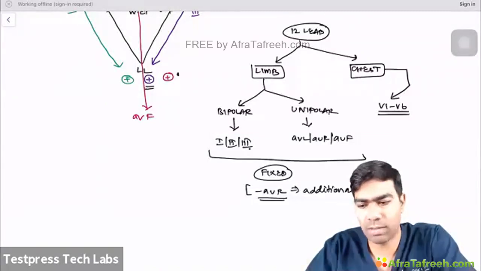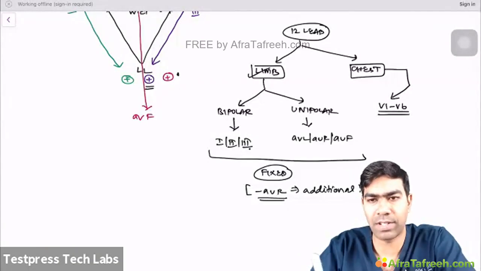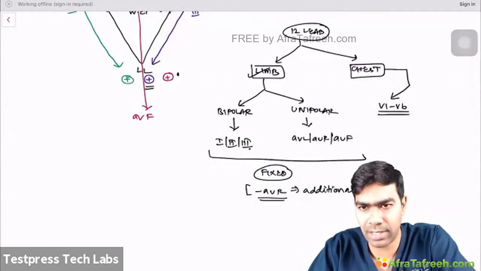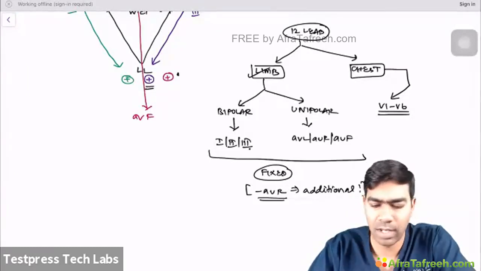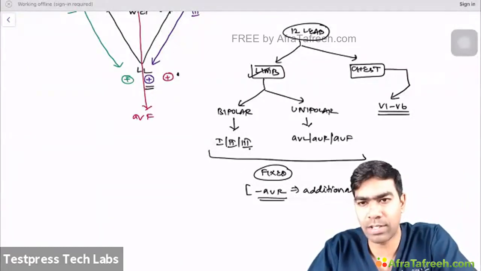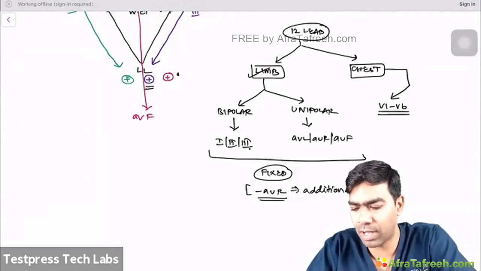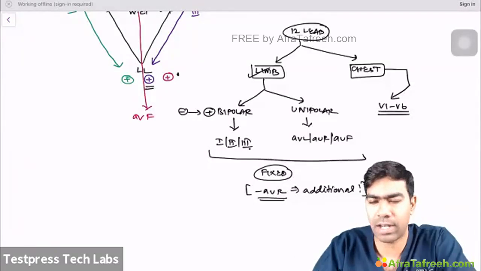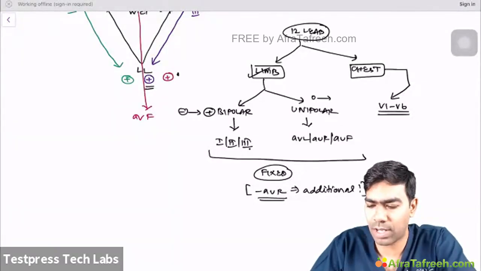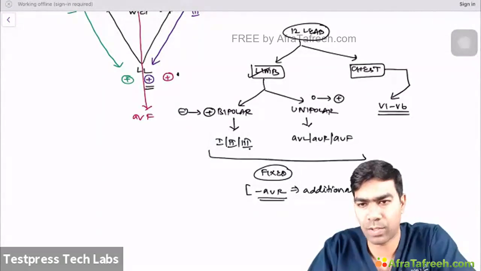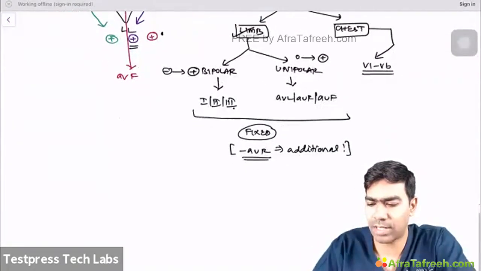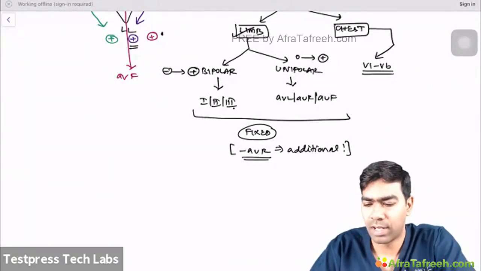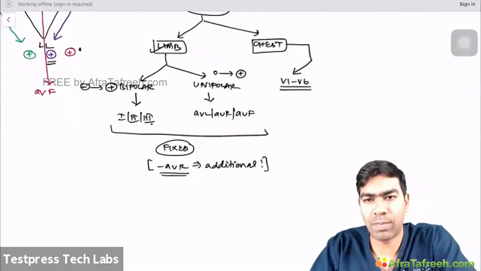But overall, as far as the exams are concerned, the limb leads are fixed, you cannot change, and only 6 leads are there in the limb leads: the bipolar leads 1, 2, and 3, and the unipolar leads, the augmented limb leads AVL, AVR, and AVF. Why is it called bipolar? Because it's traveling from minus direction to plus direction. Why is it called unipolar? Because it's traveling from 0 to plus direction. That's why it's called unipolar leads. As far as the chest leads are concerned, it is V1 to V6. Now we need to know where we have to place the chest leads.